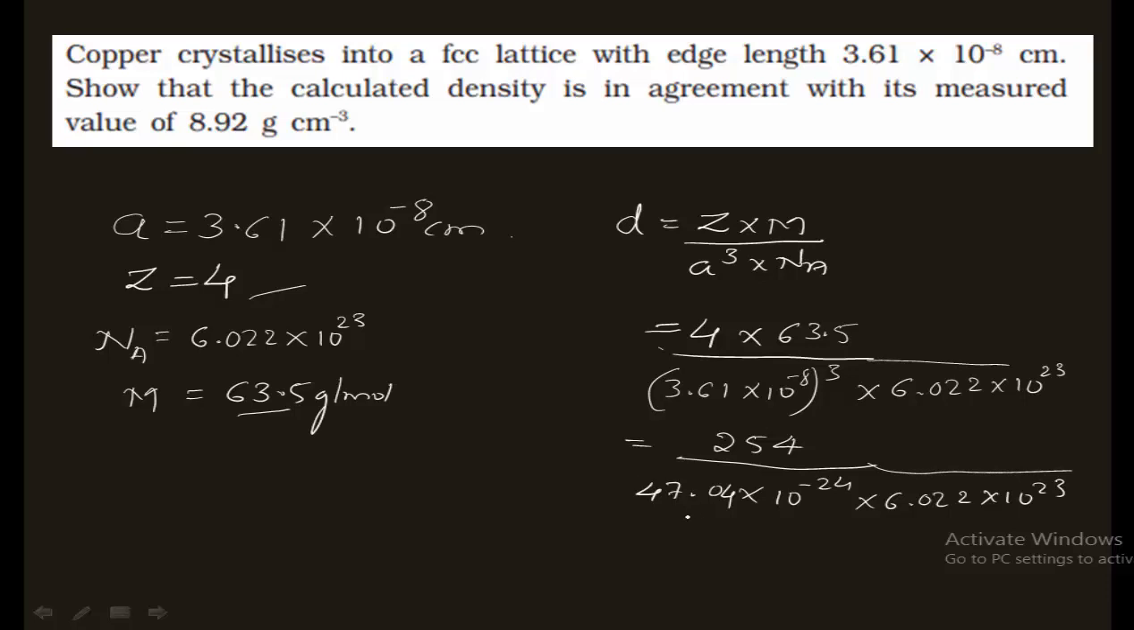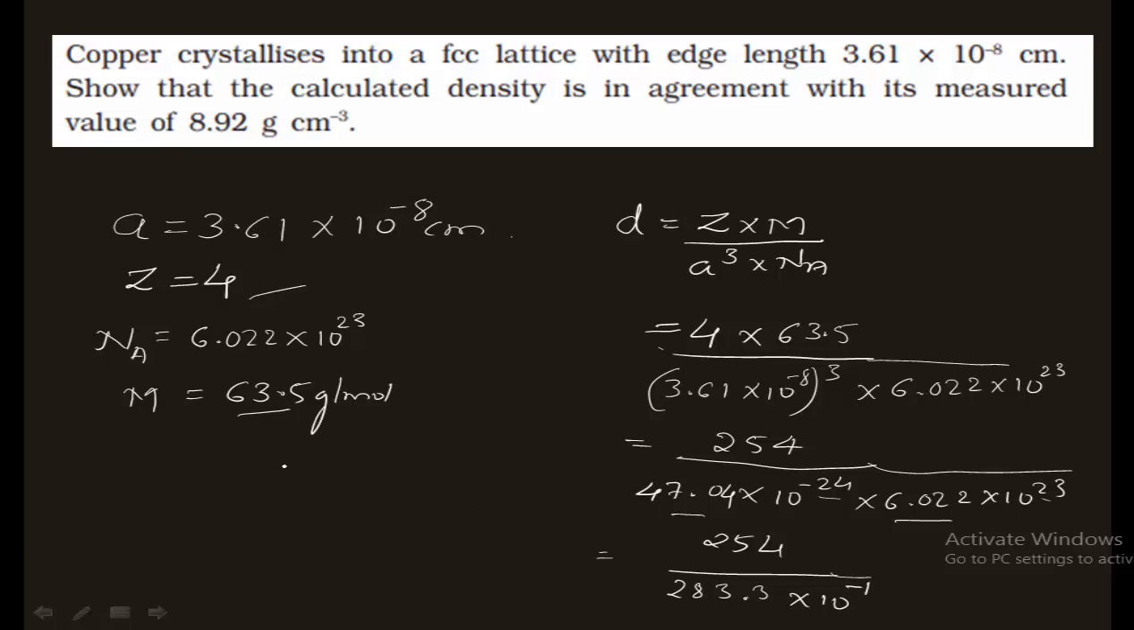So now if we multiply these two, we will get 254 divided by 283.3 into 10 raised to minus 24 plus 23 will gives minus 1. So now divide these two, 254 divided by 283.3. How much we will get?